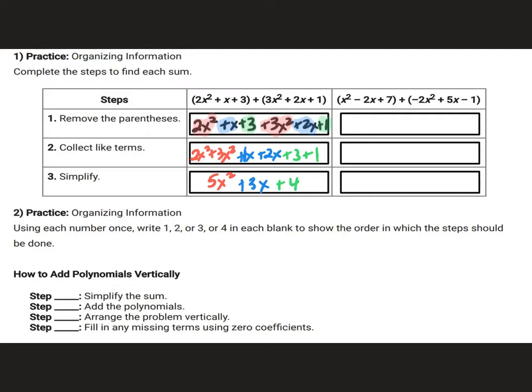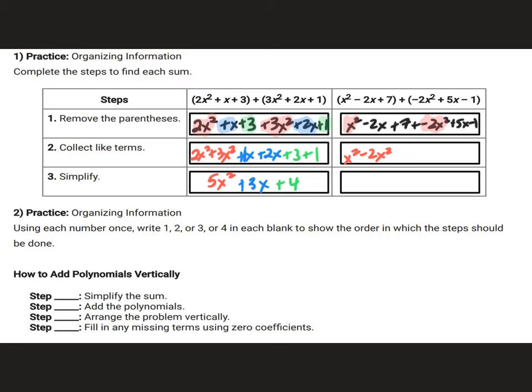Let's go over the second one, right? The second one's a little bit more complicated, but first off, we're going to do the same steps. So we have x squared minus 2x plus 7 plus negative 2x squared plus 5x minus 1, all right? And then my like terms in this case, I'm going to go term by term. Same thing, x squared and negative 2x squared, I'm going to bring those down. So I have x squared minus 2x squared. That's my first pair of like terms.